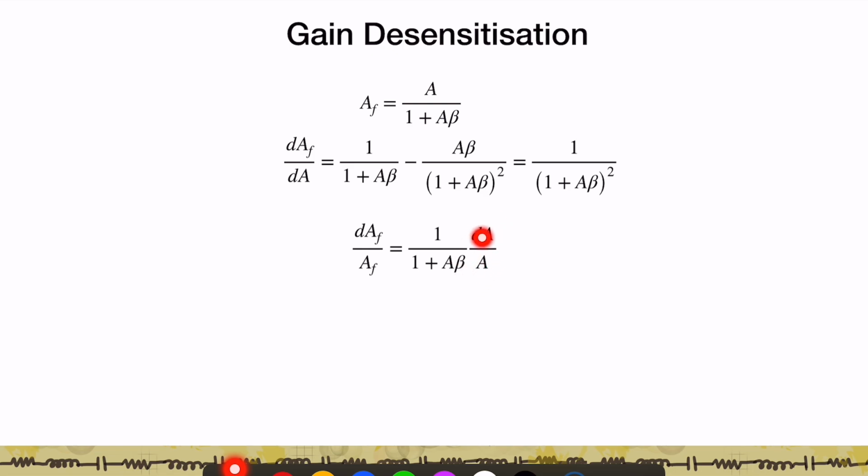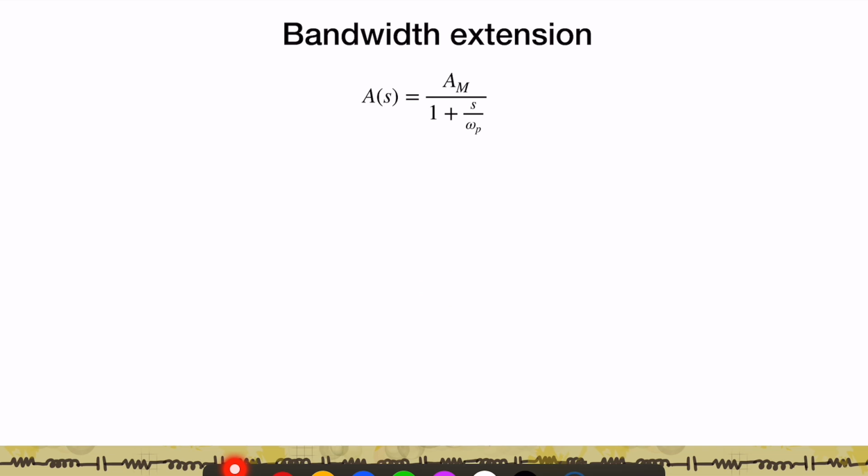So if dA by A is going to be 1, then dAf by Af is going to be only 1 by 1 plus A beta. And as your A beta increases, this term is very small, indicating that the variation in Af, because of whatever is causing the variation in A, is going to be substantially small. And so this is what is known as the desensitization factor. So this 1 by 1 plus A beta is essentially the gain desensitization factor because of the feedback we've attached in the circuit. Let's look at another example, say the bandwidth extension.